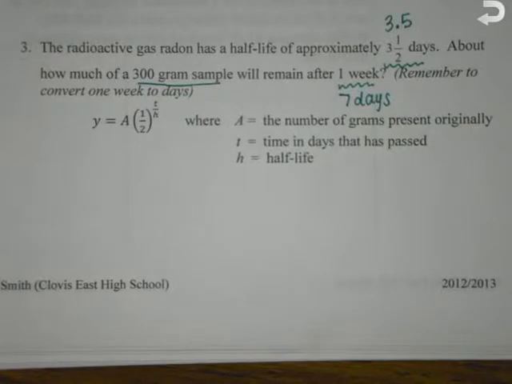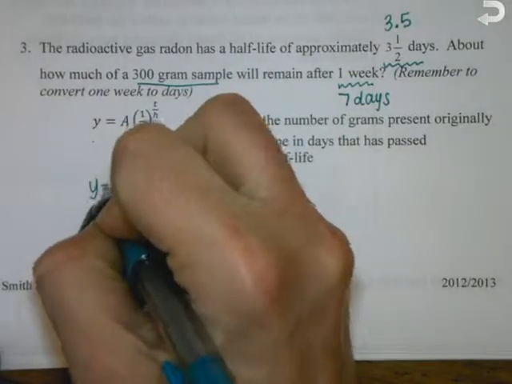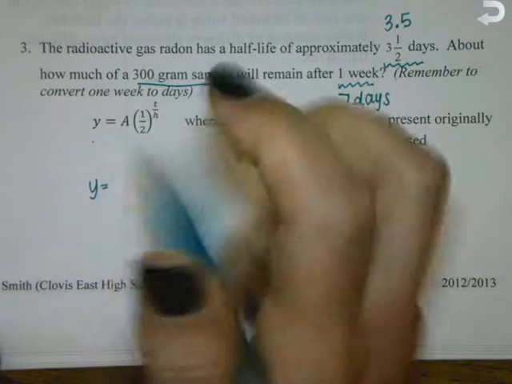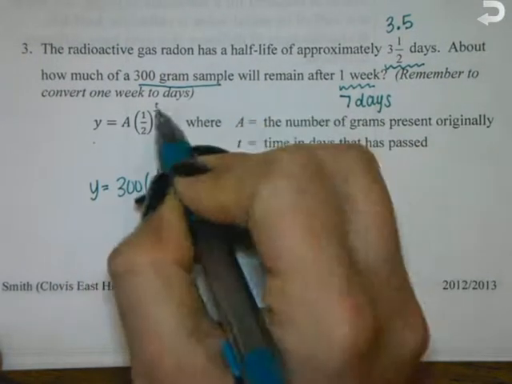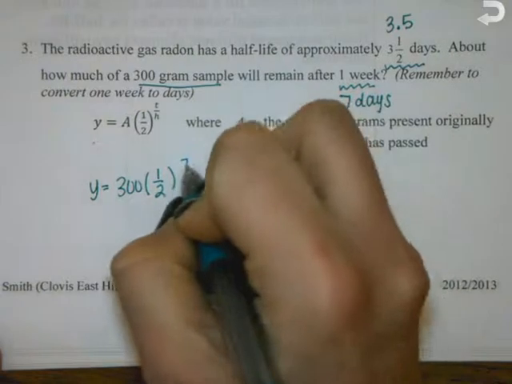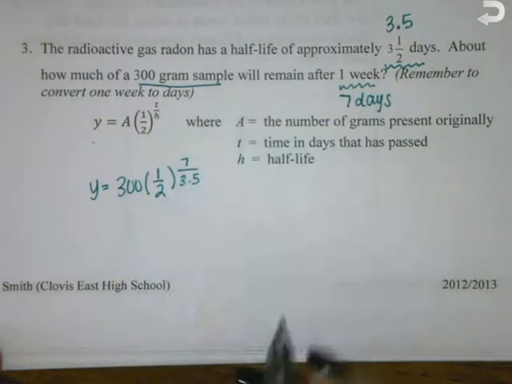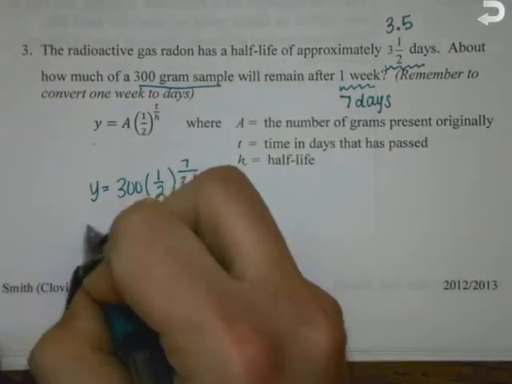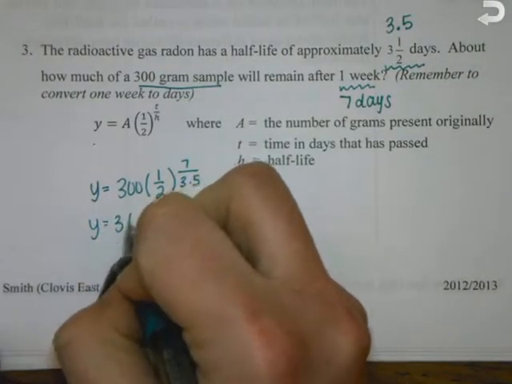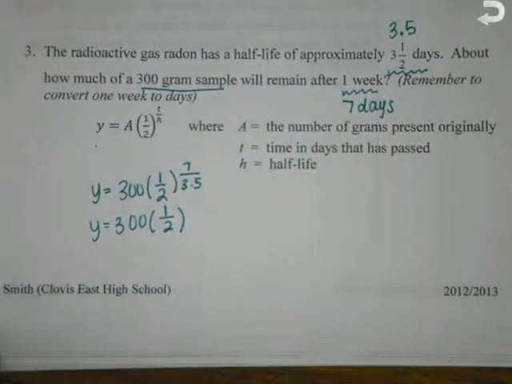Let's do this together. Okay, guys, did you plug anything in for y? No. So this should be y equals. What did you plug in for a? 300 times 1/2. What did you plug in for t? 7. And what did you plug in for h? 3.5. Good. Okay, now we have to take care of this exponent first. 7 over 3.5 reduces to what? How many times does 3.5 go into 7? Twice. So it actually reduces to 2.